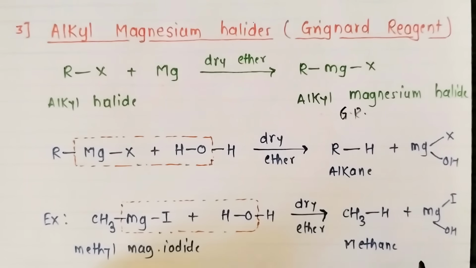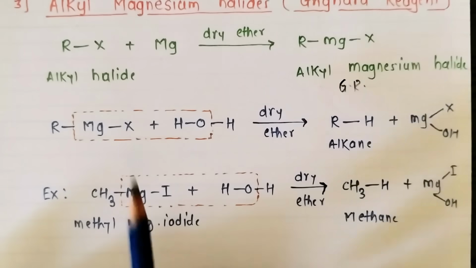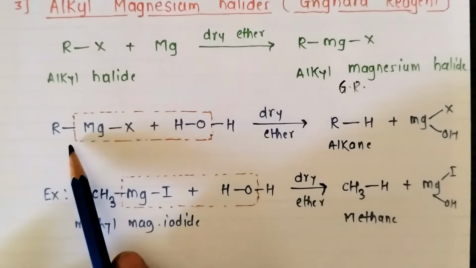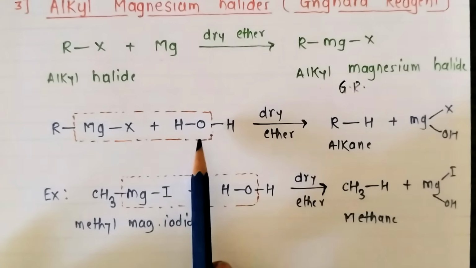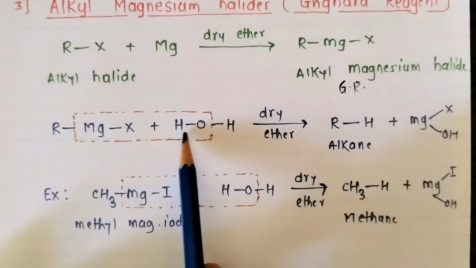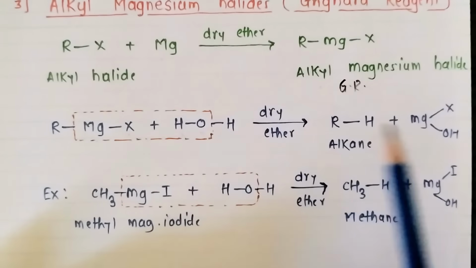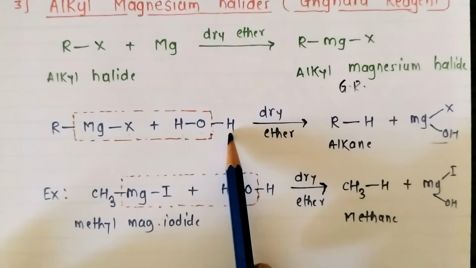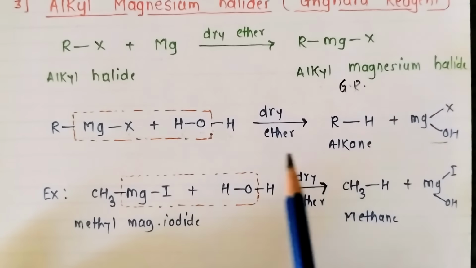This Grignard reagent reacts with water. Here we write the Grignard reagent RMgX, which reacts with water, H2O. What happens here? MgX from the Grignard reagent and OH from water are removed, and the remaining R and H are joined together to form an alkane. So this is a general reaction.